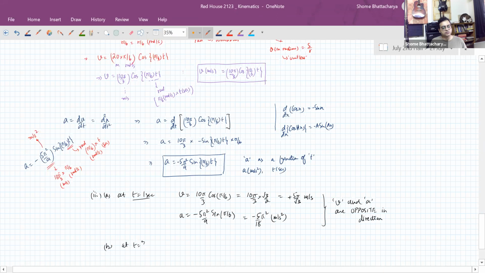At t equal to 3 seconds, your V will become 10 pi by 3 cos pi by 2, which means that it's 0. So it's at rest. It comes to rest for a moment. And it's understandable because your V was positive, but A was negative before that. So it was slowing down. At a certain instant, it must have come to rest, and that instant this is showing us is 3 seconds.